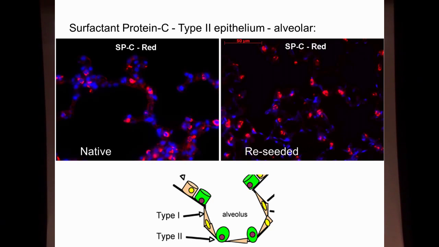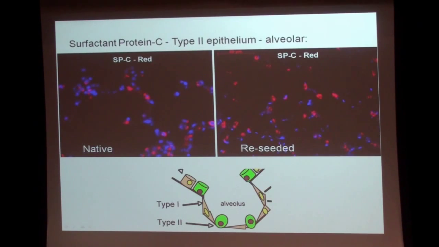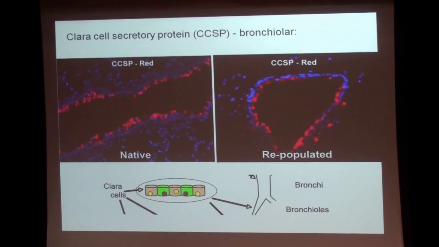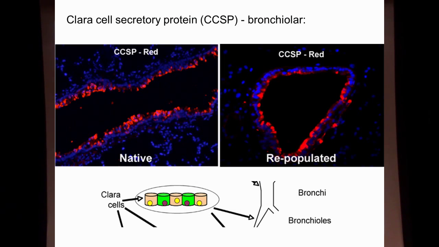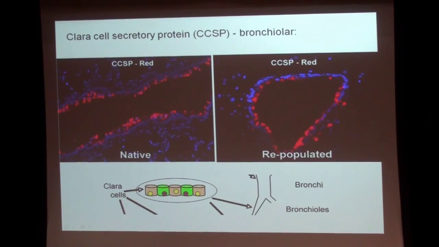Next slide. Okay, well then I will try to finish up really quickly. So this is clear cell secretory protein, which is going further up the airway. You can see that repopulated lung is very similar to native. Next slide.